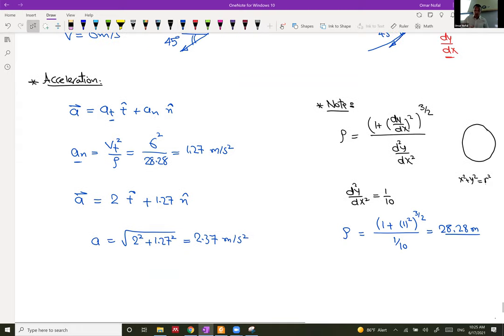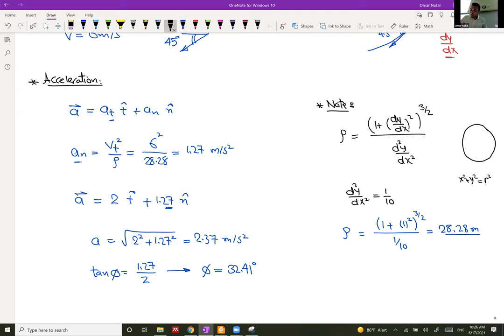Let's get the direction of the acceleration. You can get the direction by tan theta equal to the y component 1.27 over 2, and you will get theta equal to 30. Let's call it not theta, let's call it phi. That will give you 32.41 degree.